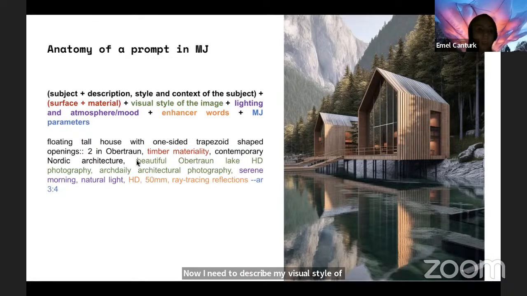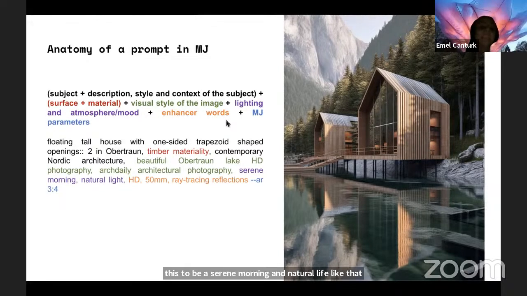So I write beautiful Obertraun Lake HD photography, ArchDaily architectural photography, and then now I need to define the lighting and atmosphere and the mood. Also, this really affects the output. And I want it to be a serene morning and natural light, like that.